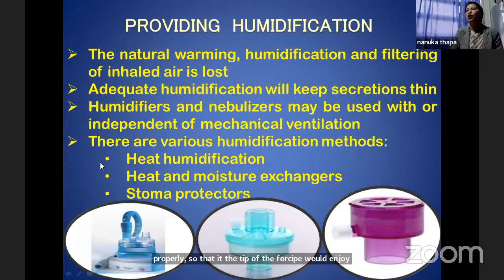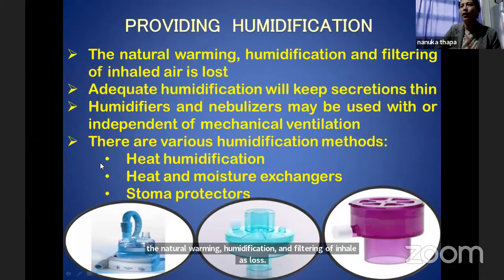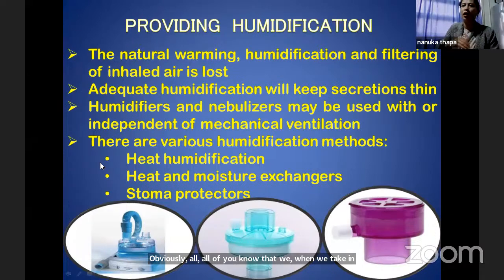So next we'll come to providing humidification. The natural warming, humidification and filtering of inhaled air is lost. Obviously, all of you know that when we take in air from the environment, it goes through our nose, pharynx, larynx. Naturally the air is warm inside our body and it is humidified. But if the patient is on a tracheostomy tube, there is no natural warming and humidification process, so we have to provide adequate humidification to the patient.